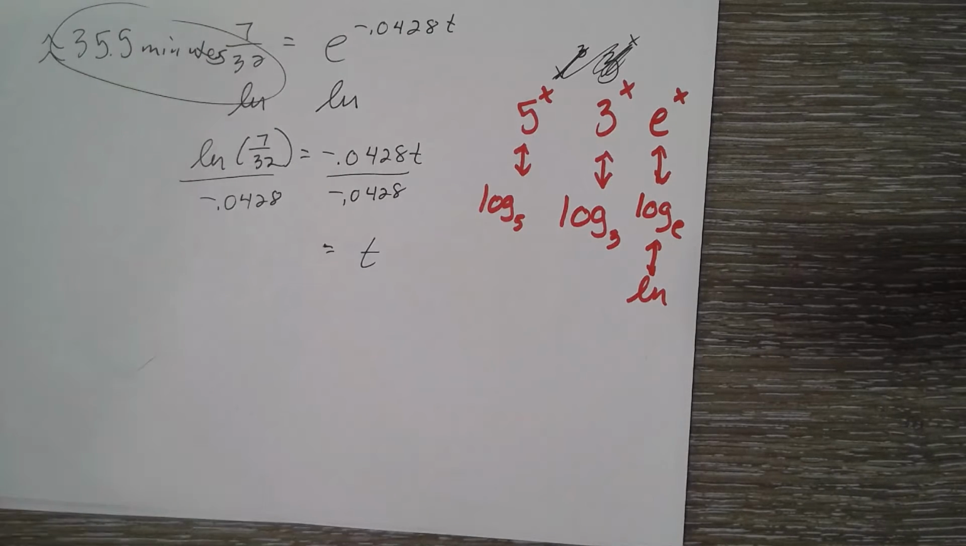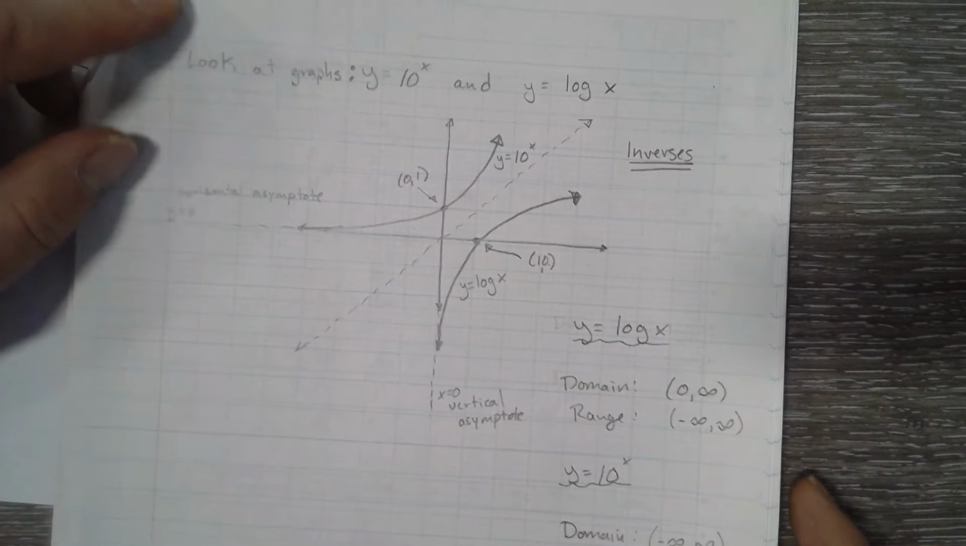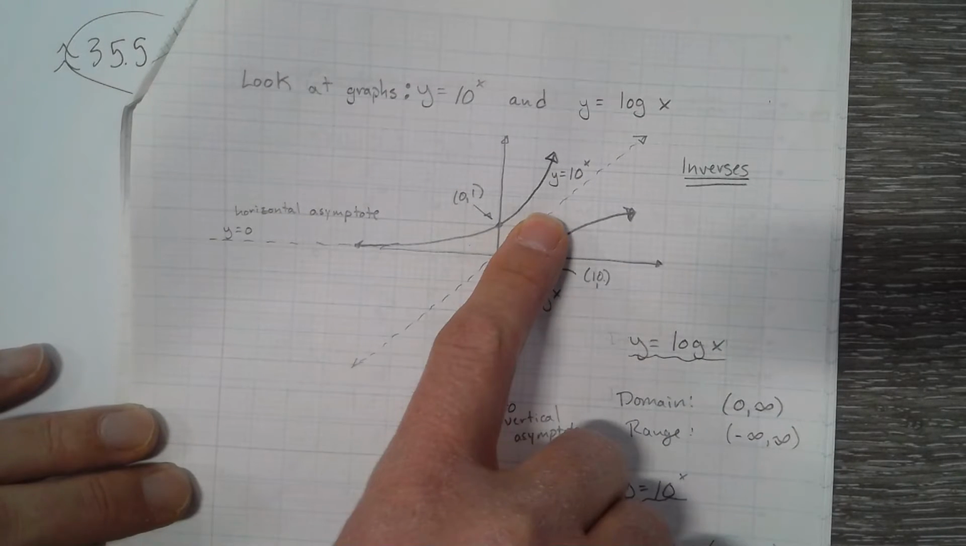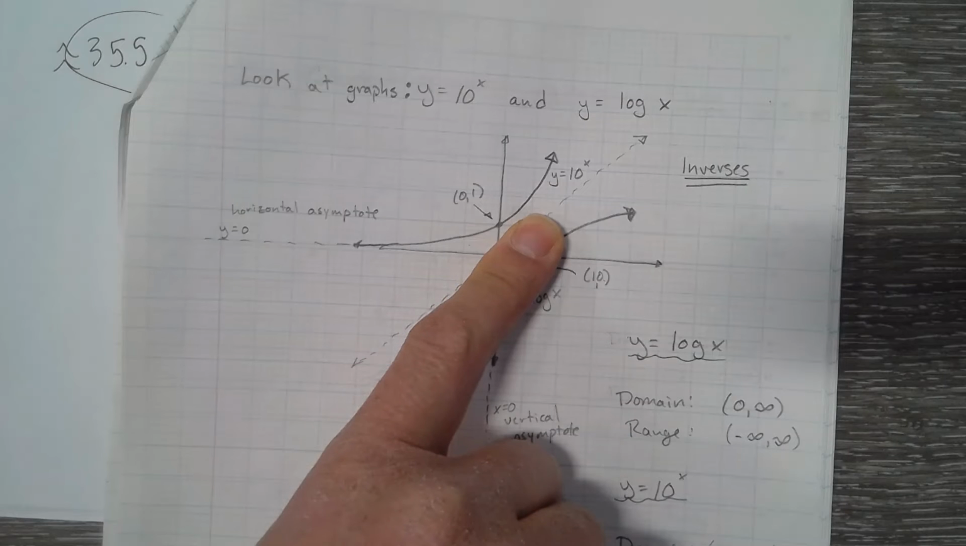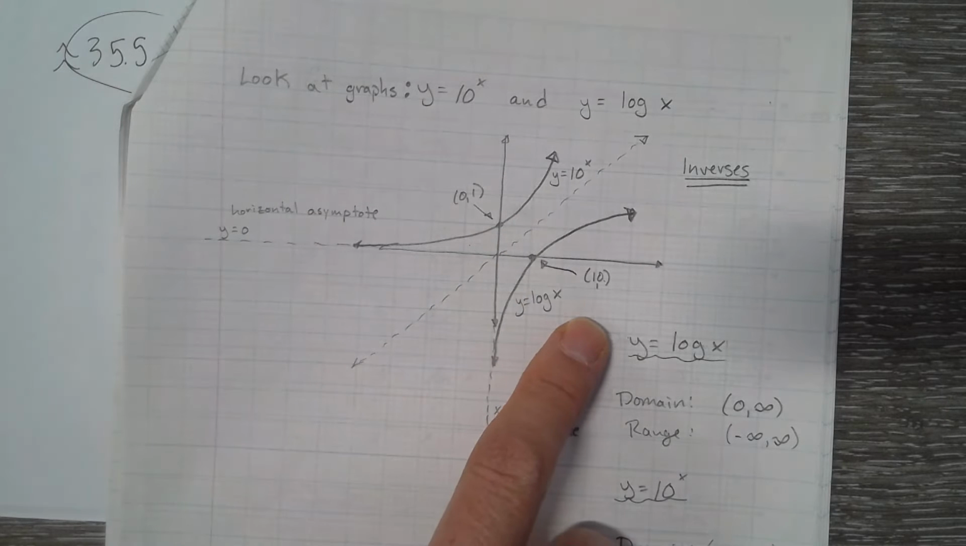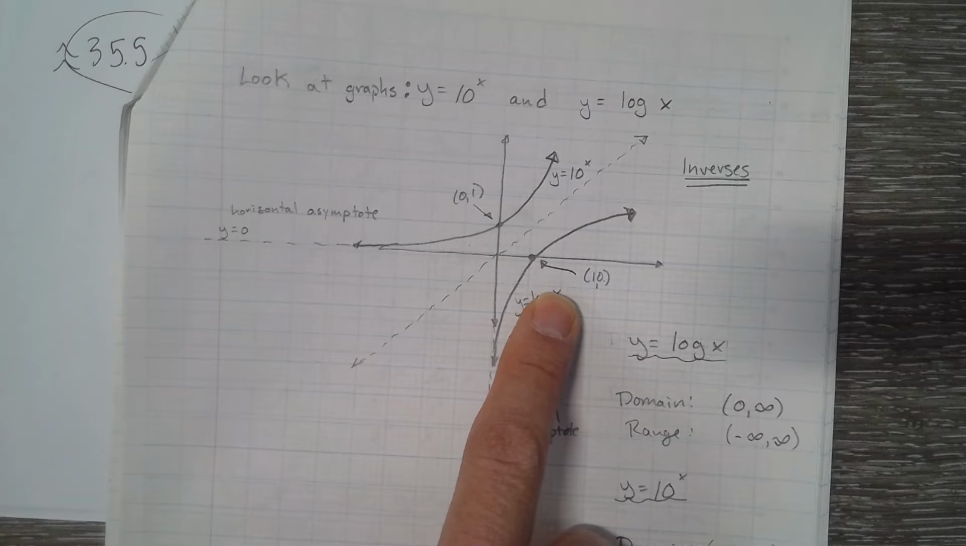Okay, so I told you that they're inverses. Logs and exponentials are inverses. This is what y equals 10 to the x looks like. So if you're following along at home, you can turn the page. Y equals 10 to the x, and this is y equals log x.